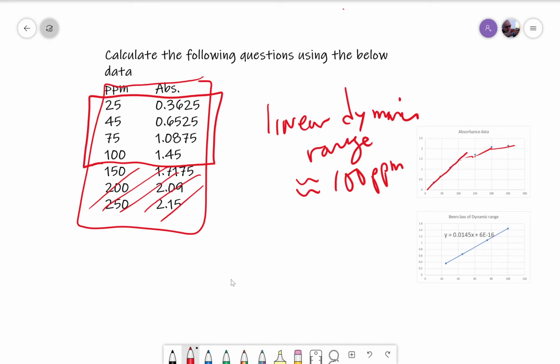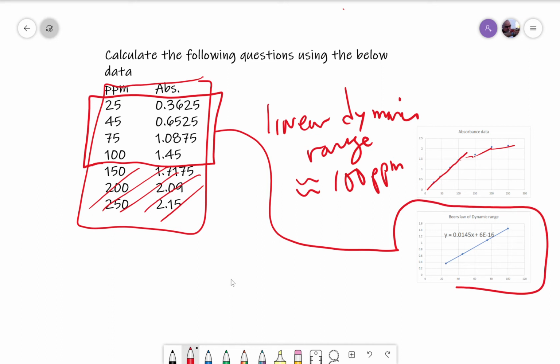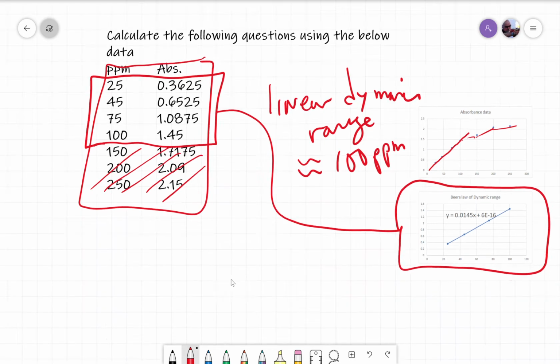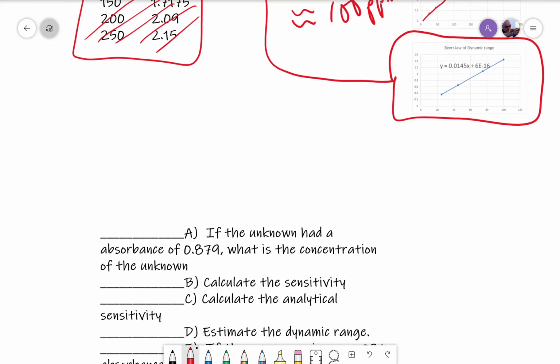So if we plot this data, we can see that there is a linear Beer's Law relationship having an equation of y is equal to 0.0145x plus effectively 0. So if the unknown had an absorbance of 0.879, what is the concentration of the unknown?